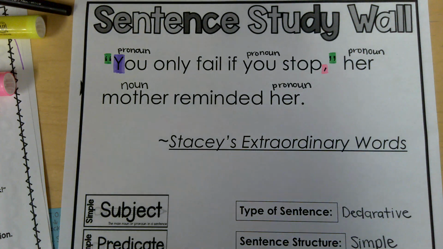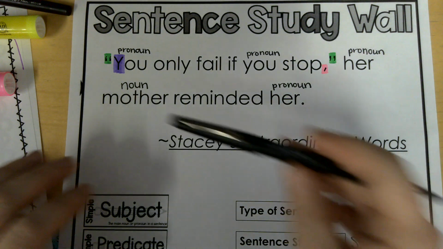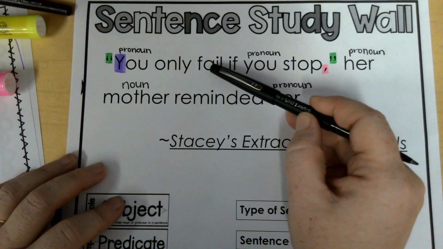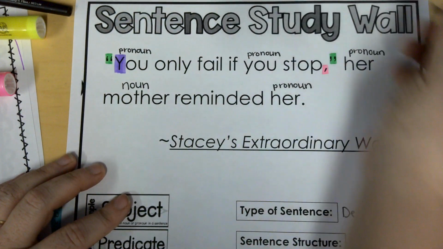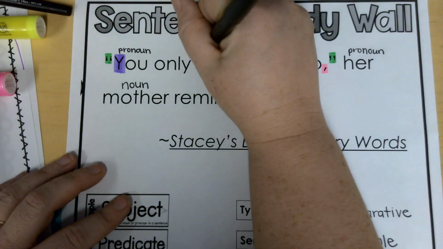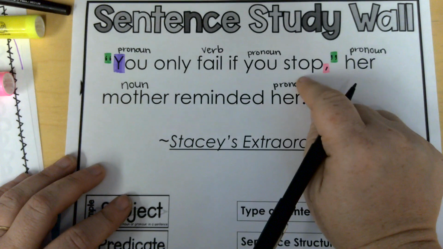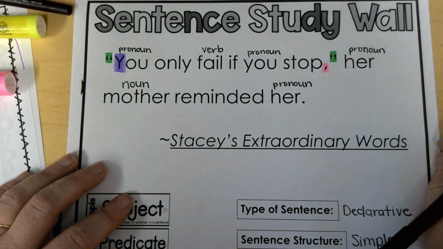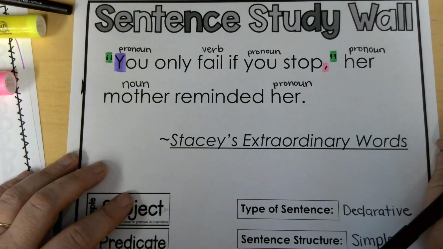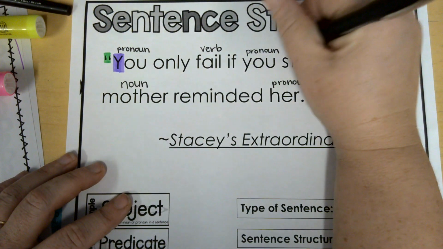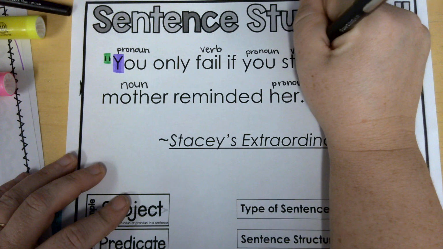All right, so let's look for action in the sentence. Okay, you only fail. Ooh, failing is an action. Not a positive one, but it is one. So we're going to call that a verb. If you stop. Okay, stopping is also an action. We are making a choice to take the action of not doing anything. So stop is also a verb.